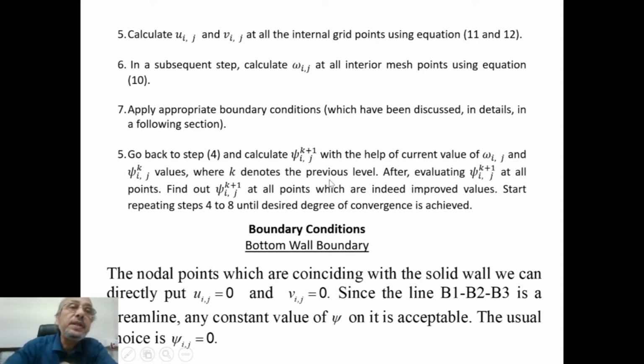That means there is no more change in psi values, or we have to give some convergence criteria and check. If it doesn't meet that criteria, we go back to step 4 and execute steps 4, 5, 6, 8 again. This is the way, in an iterative format, we go for the solution.